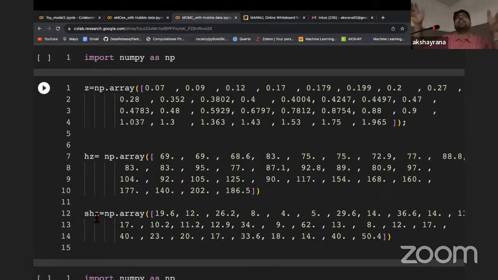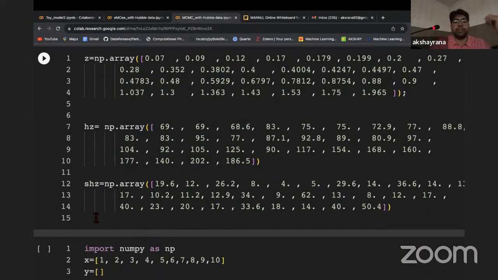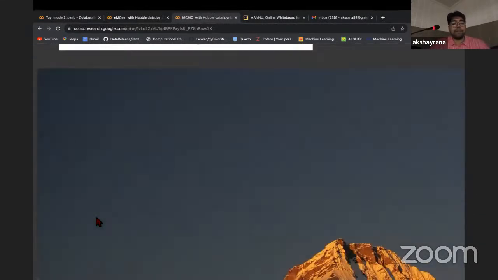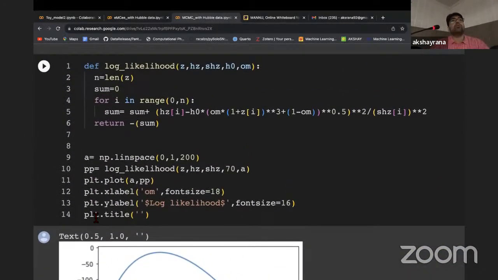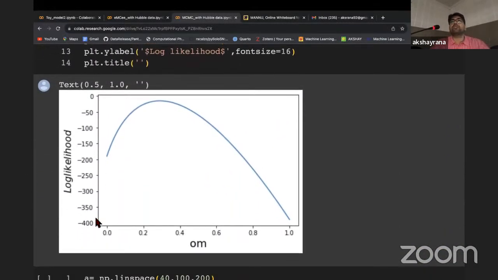In case these are correlated, if there is a correlation between two points, the form of chi-square will change. I can briefly talk about it, but after this. Okay. Now, this is my likelihood. If I plot my likelihood only, it is something of this sort.